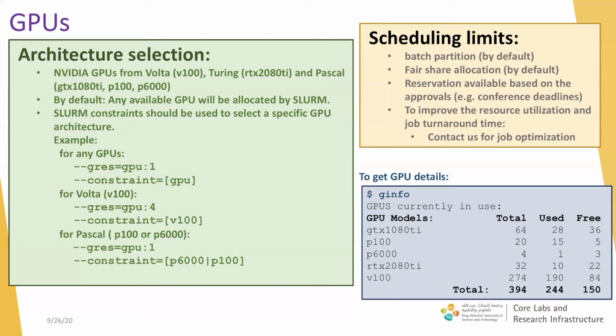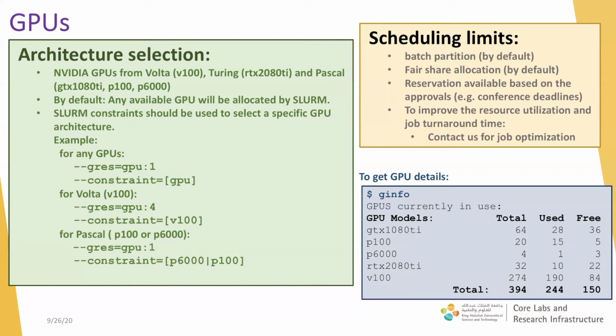Considering a scheduling limit, a fair share allocation is the default assigned for the GPU resources. The batch partition is used by default.